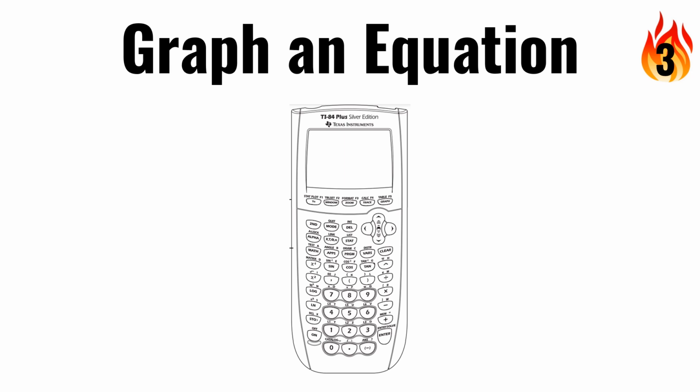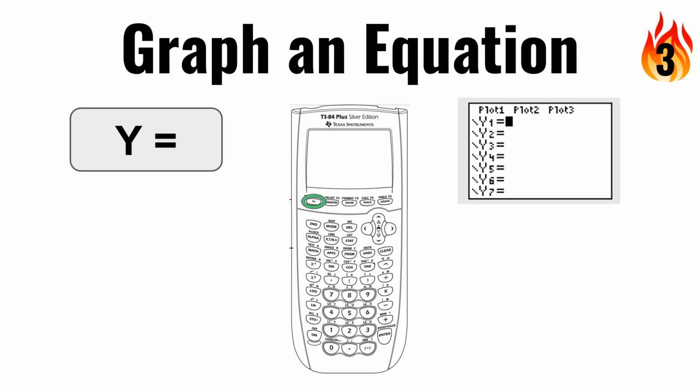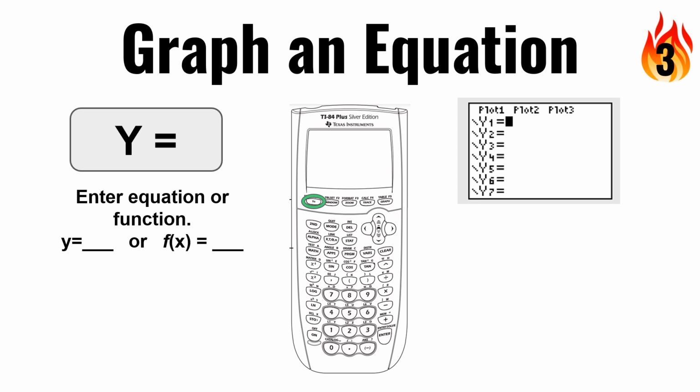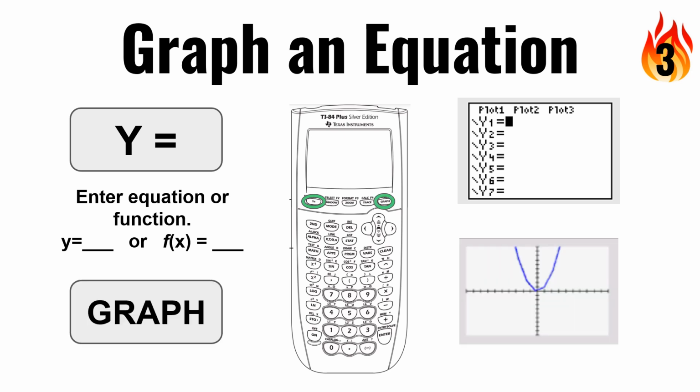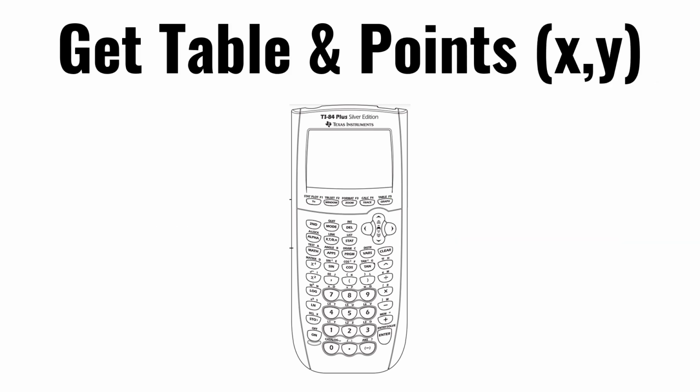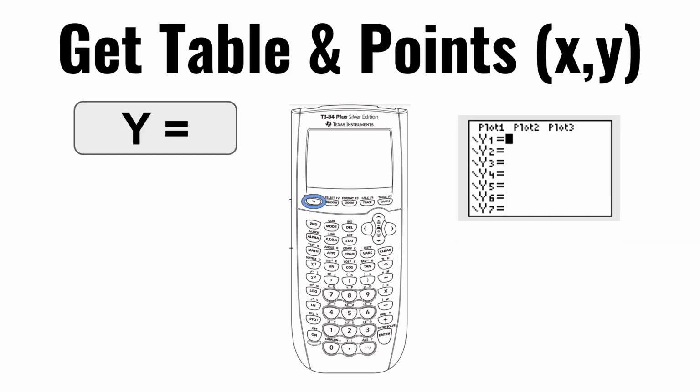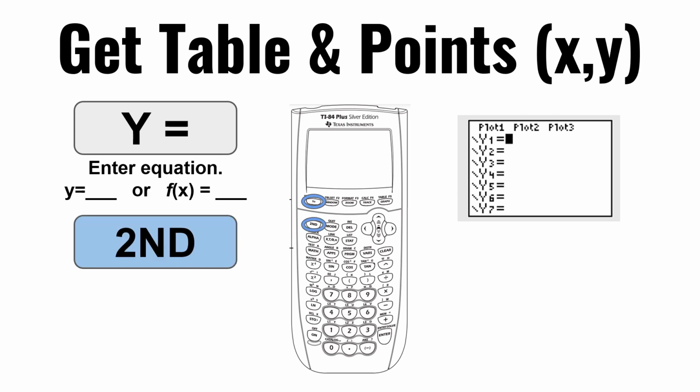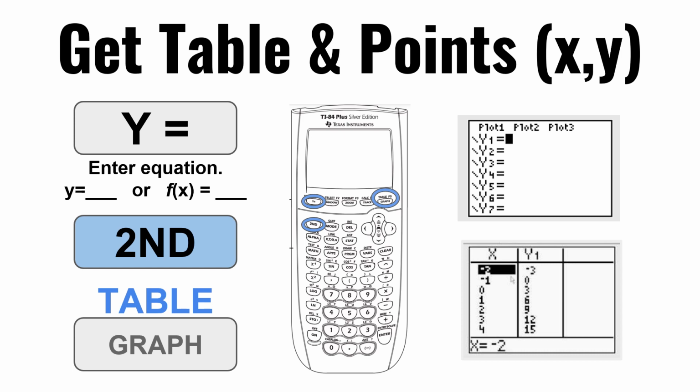All right, hot tip number 3. If you're given an equation, think y equals. Enter in the equation on your calculator or on Desmos, and then graph. You can get specific points by looking at a table. So again, you go to y equals, enter in the equation, hit second button, and then graph to see the table. Keep in mind that when you hit the blue second button, it gives you the second blue function above every key on your calculator.